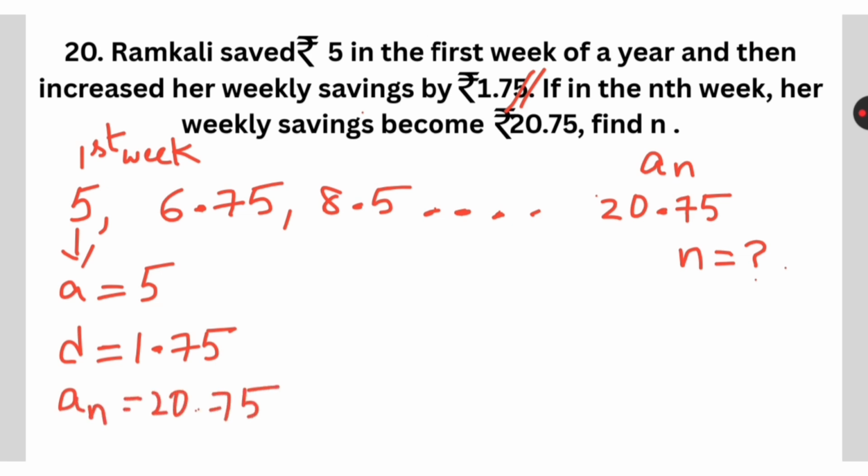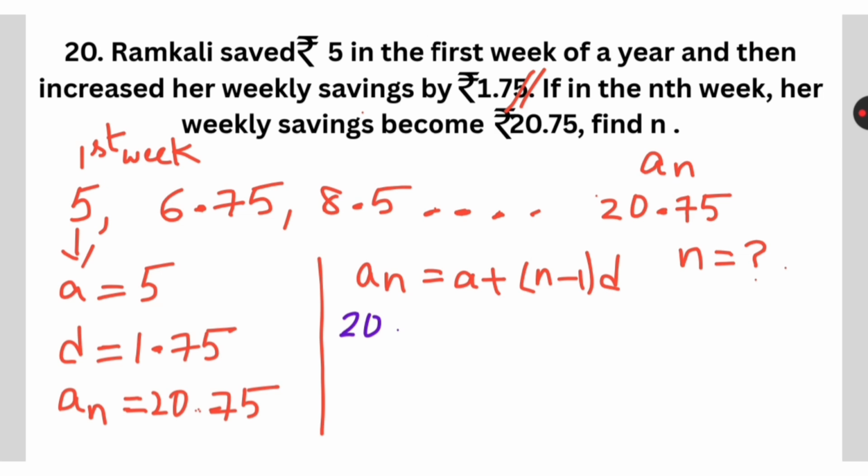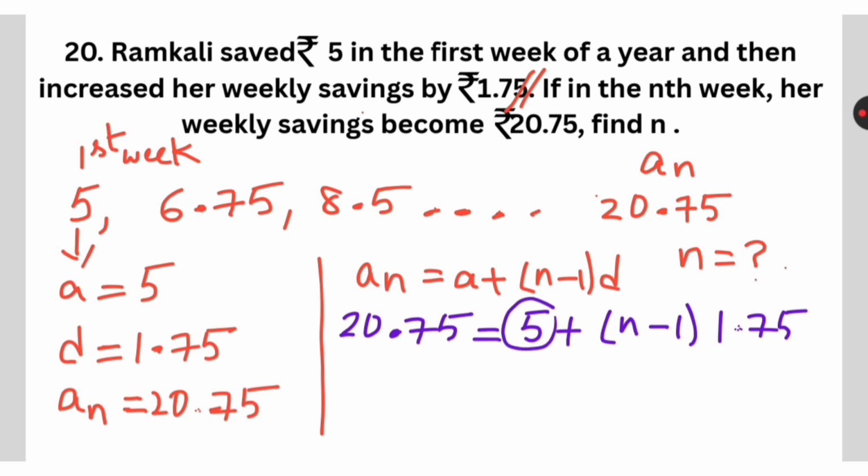We need to find the n value here using our well-known formula, which is an equal to a plus n minus 1 into d. So what is an? 20.75. What is a? 5 plus n minus 1. What is d? 1.75. This plus 5 sent to the left hand side turns into minus 5. 20.75 minus 5 gives 15.75.